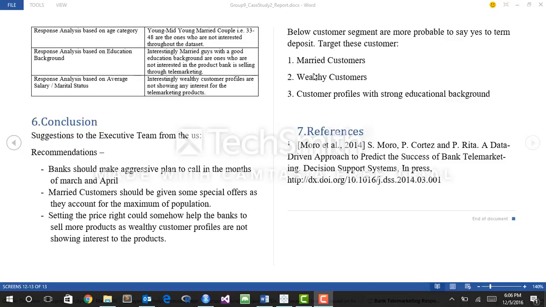Setting the price right could help the banks to sell more products, as wealthy customer profiles are not showing interest in the products. Below customer segments are more probable to say yes to the telemarketing campaign products. From our side, we recommend that the bank team should target these customers: married customers, wealthy customers, and customer profiles with strong educational background.